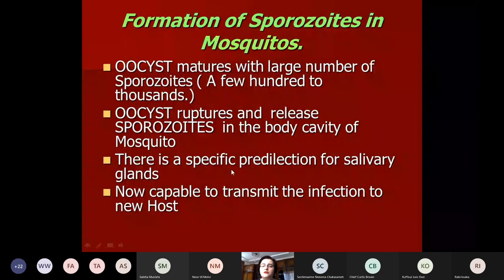There is a specific predilection for the salivary glands. Now, this sporozoite is capable of transmitting the infection to a new host.